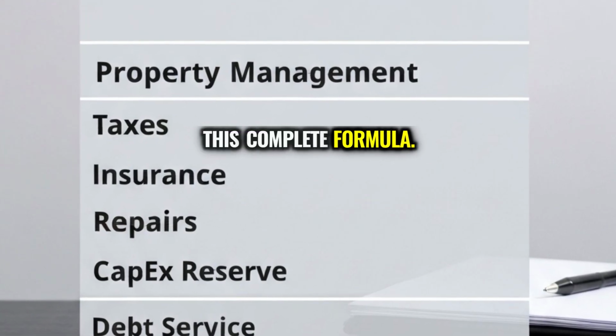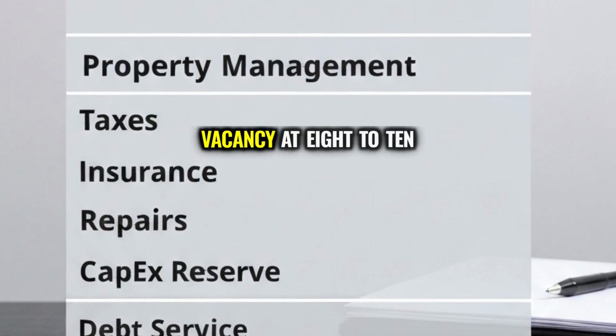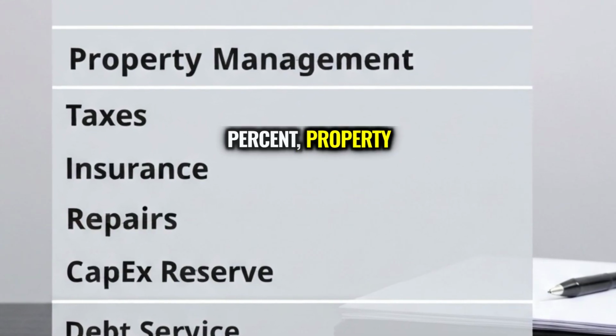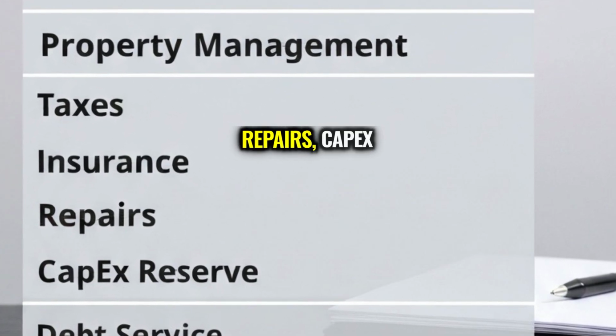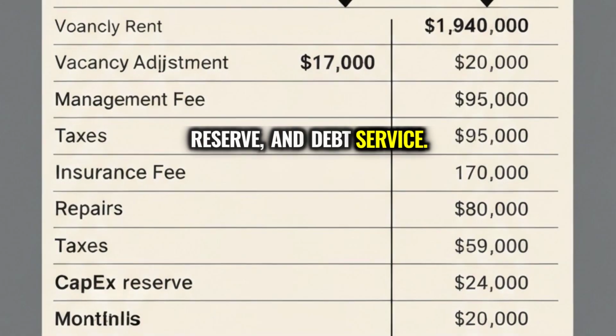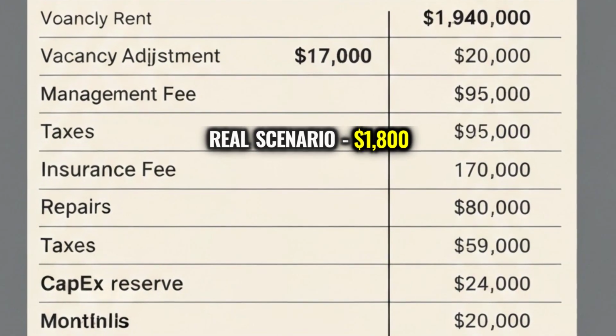Use this complete formula: include GRI, vacancy at 8 to 10%, property management 8 to 12%, taxes, insurance, repairs, CapEx reserve, and debt service. Real scenario: $1,800 rent.